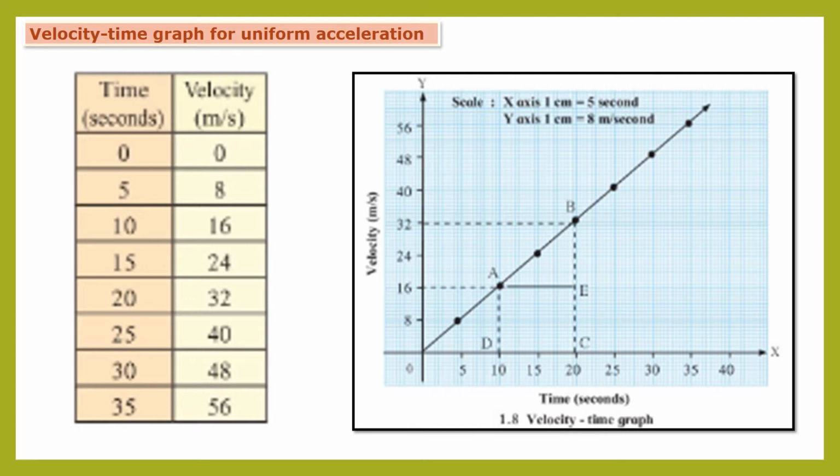Okay. Now let us see the graph, children. Time is given in seconds on the x-axis, and velocity is given on the y-axis in meters per second. On the x-axis we have taken the scale 1 centimeter equals 5 seconds, and on the y-axis 1 centimeter equals 8 meters per second. From this graph we now have to solve some questions and answers.